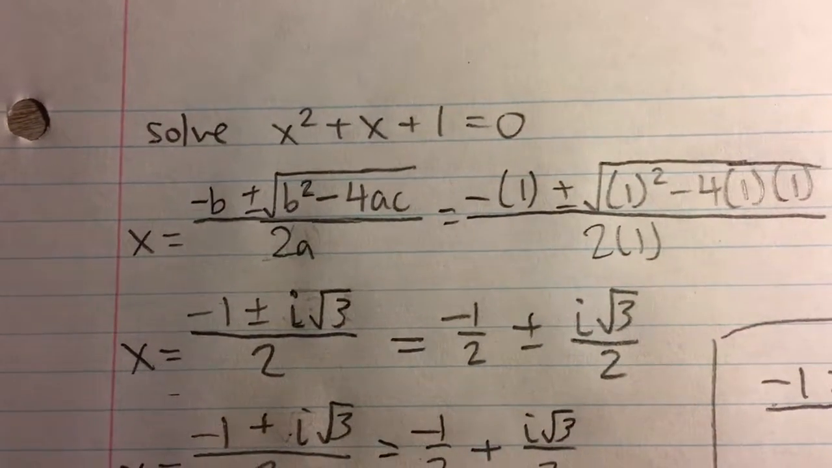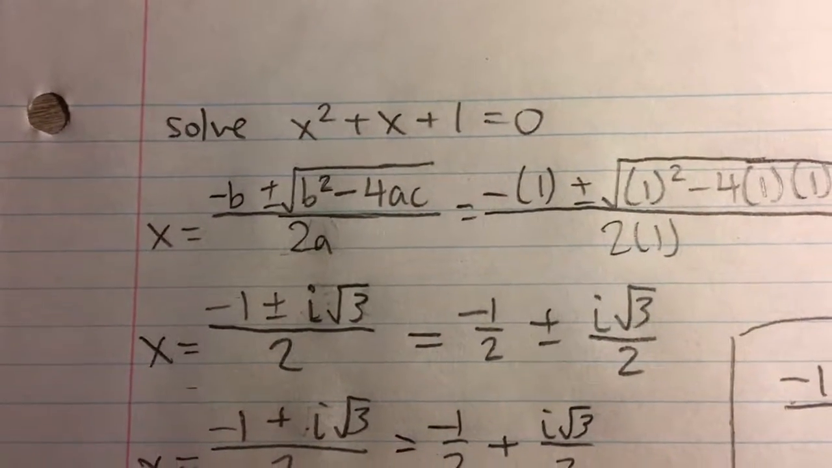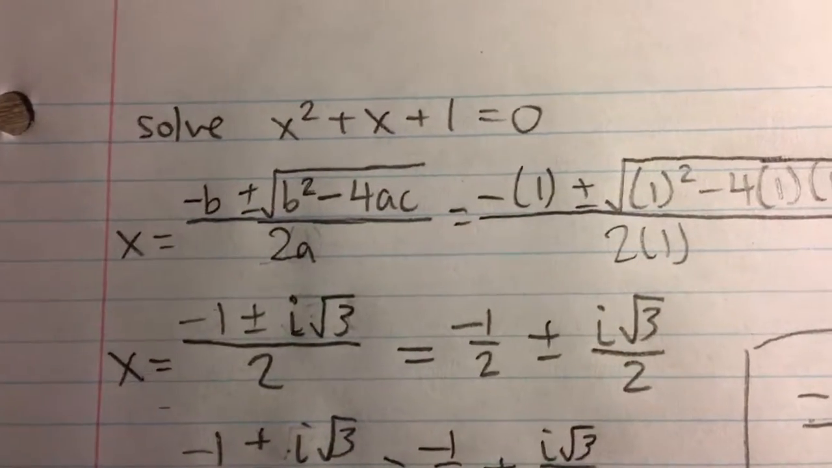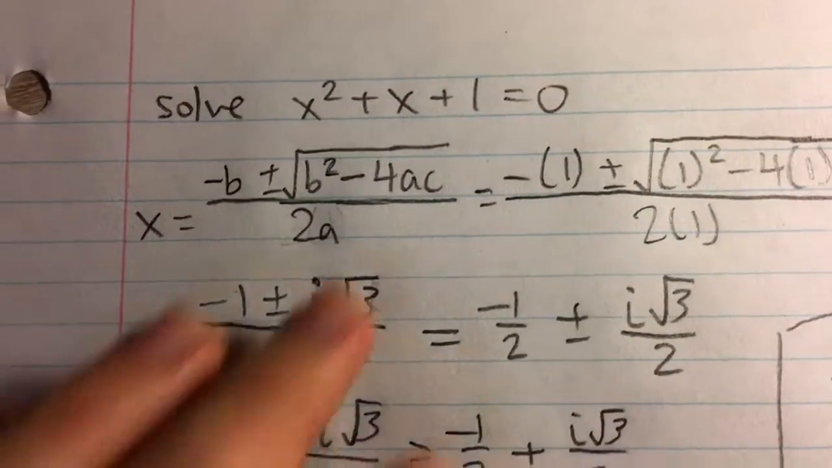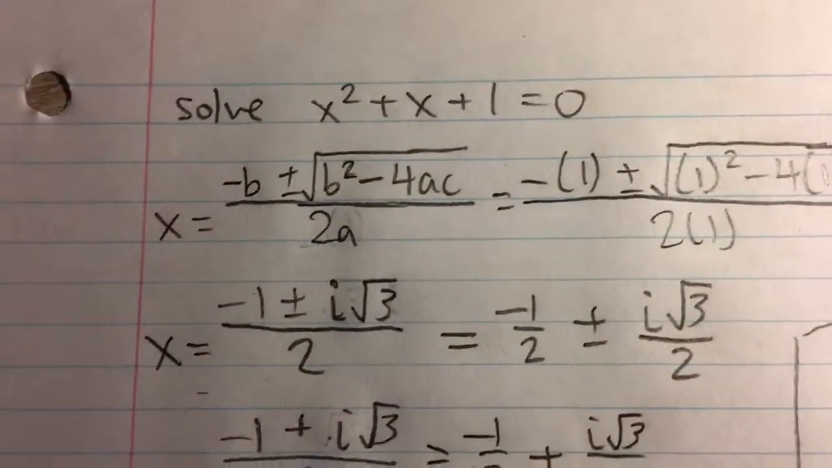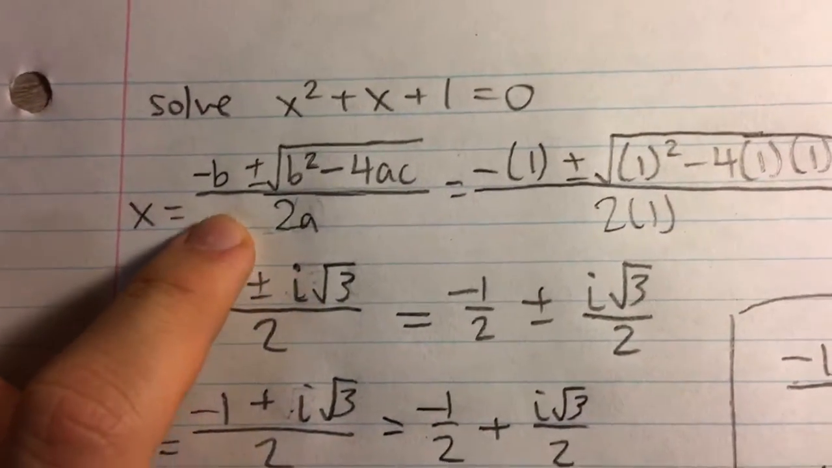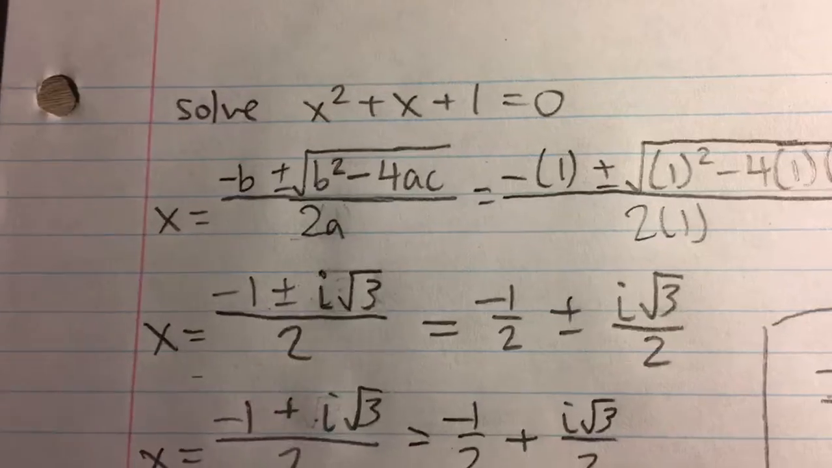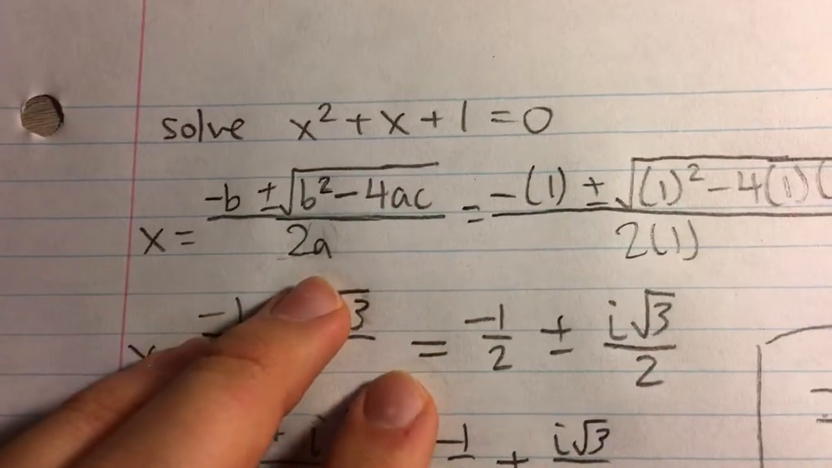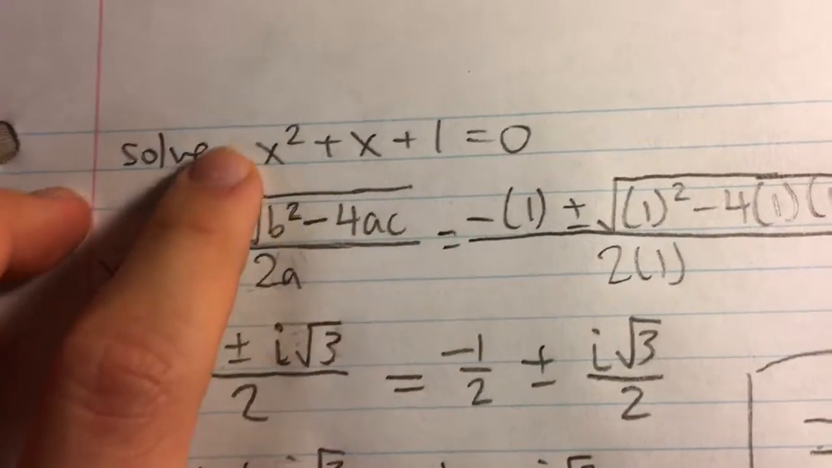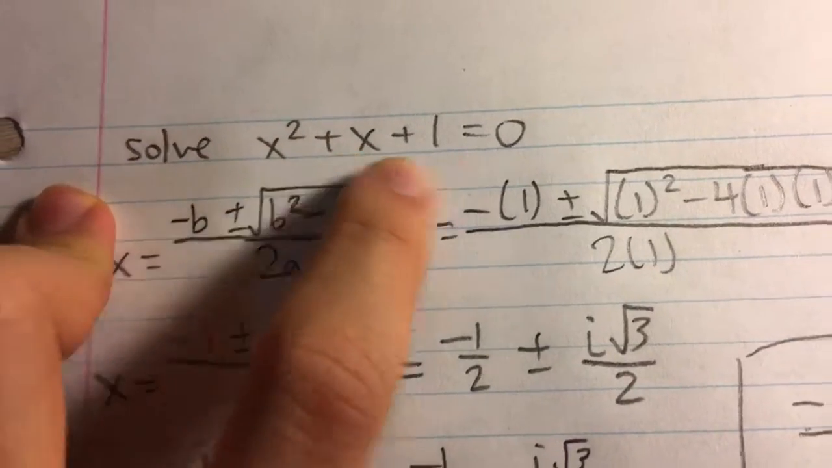Solve x squared plus x plus 1 equals 0. Now, first off, when we have these quadratic equations, we're going to see if we can factor the polynomial. In this case, we can't, so we have to use the quadratic formula. So here it is. You're probably familiar with it already. And our a, b, and c values are just going to be 1, 1, and 1.